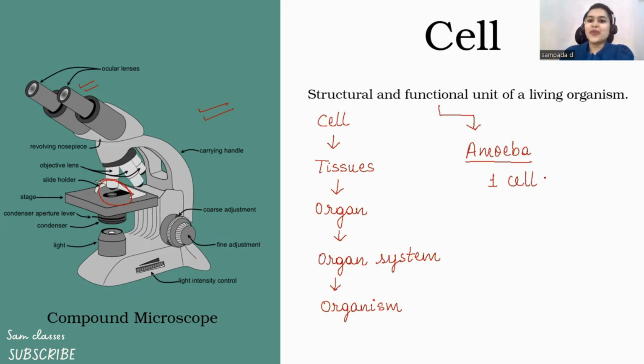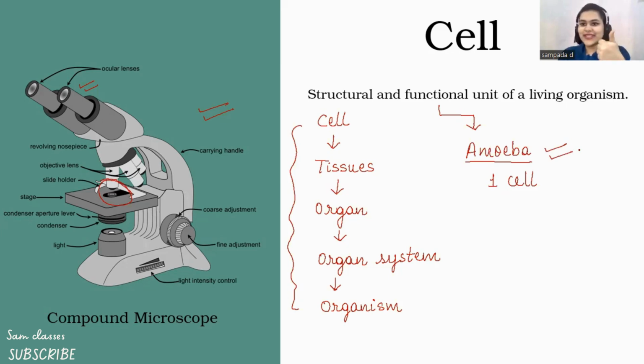When it comes to multicellular organisms, as I already mentioned, a number of cells combine together to form tissues, organs, organ systems, and an organism. We will again come across multicellular and unicellular organisms in later classes. In a one-celled organism, a single cell is able to perform all the functions. So that is the summary.